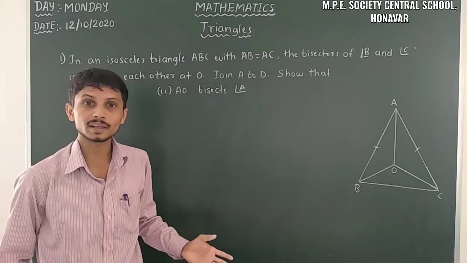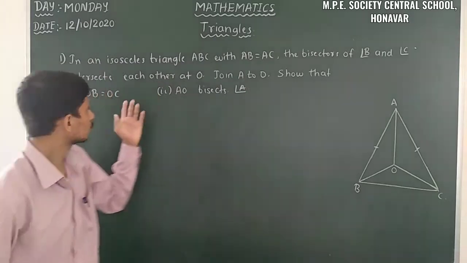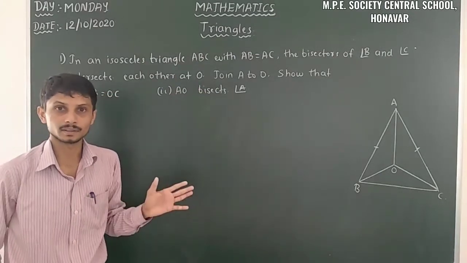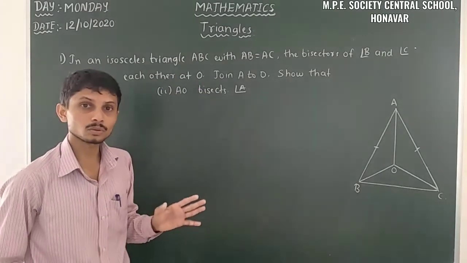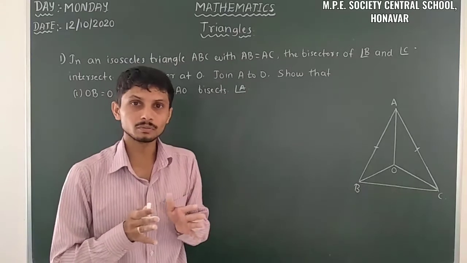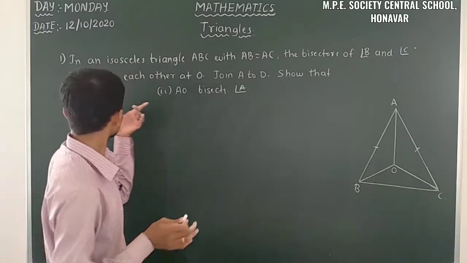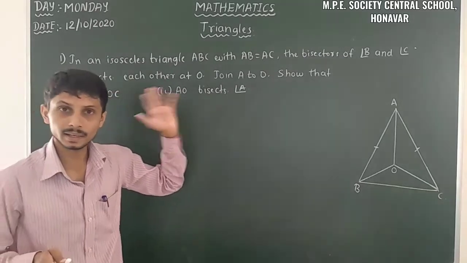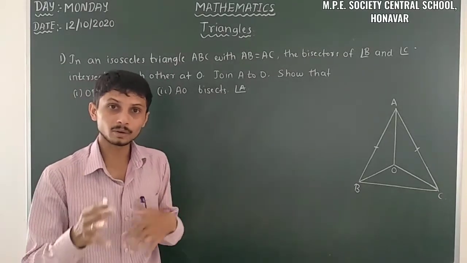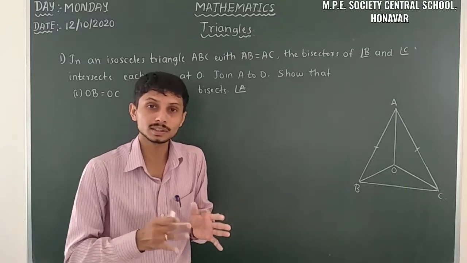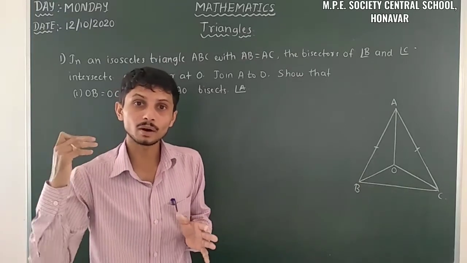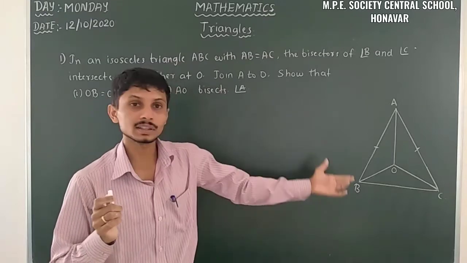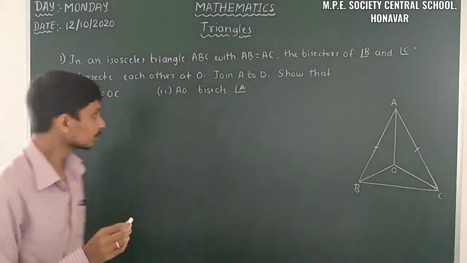After that you have to analyze the condition. Then we have to show OB is equal to OC, AO bisects angle A. Firstly we have to know what we have to prove and how we can prove that. Firstly we have to write the given things. What are the given things we have to take as evidence to prove that one. So firstly, given.